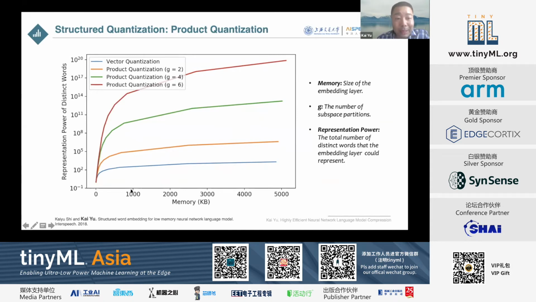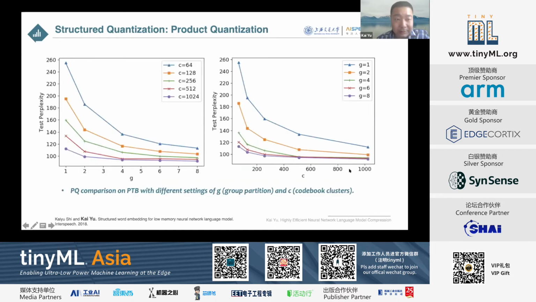But if we do product quantization, especially when we partition the whole space into more subspaces, the representation power is exponentially increased. For example, in this red curve where we have 6 partitions, given 1,000 memory size, we can have almost 10 to the power of 15 words. So that would cover all possible words. While in contrast, for vector quantization, we can only have, for example, 1,000 words. That's a lot different.